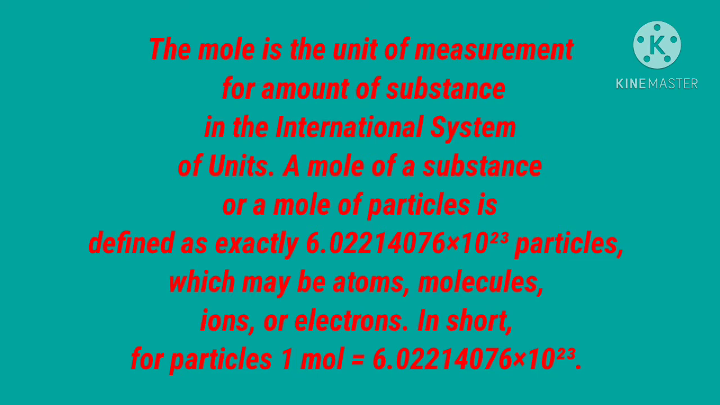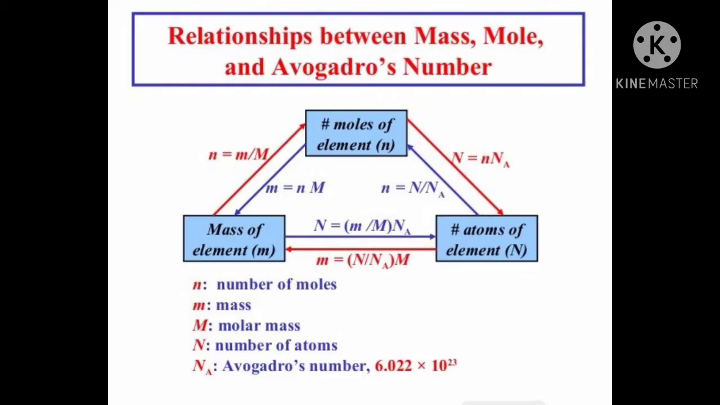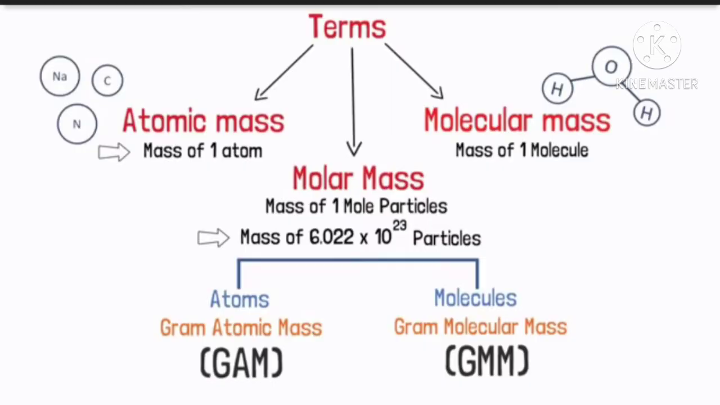Here I have specific calculation related to the Avogadro number. You also have to refer to your textbook for the same. Here you can see the relationship between mass, mole and Avogadro number. A type of flowchart is given and the initials are also given for the same along with the formulas written here. Now we will study this in detail.